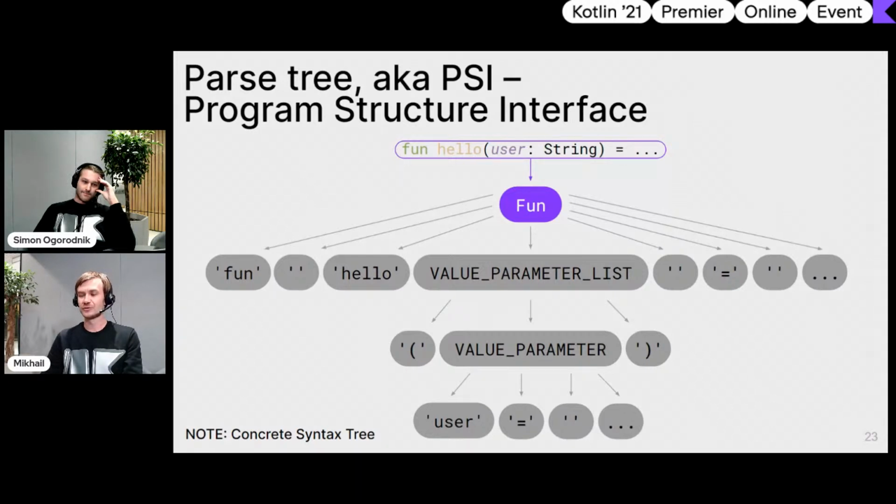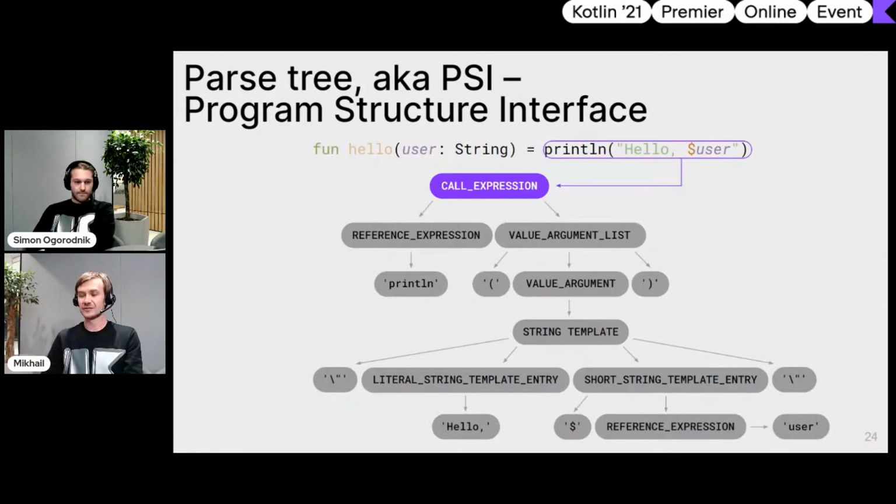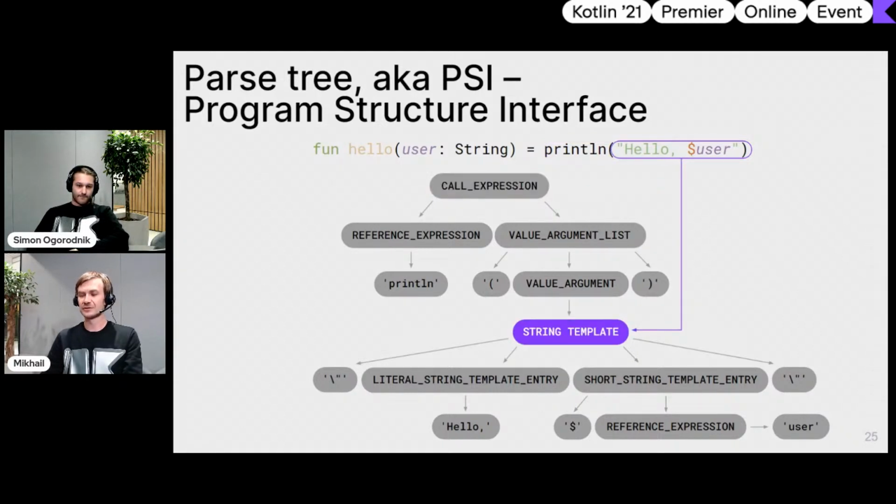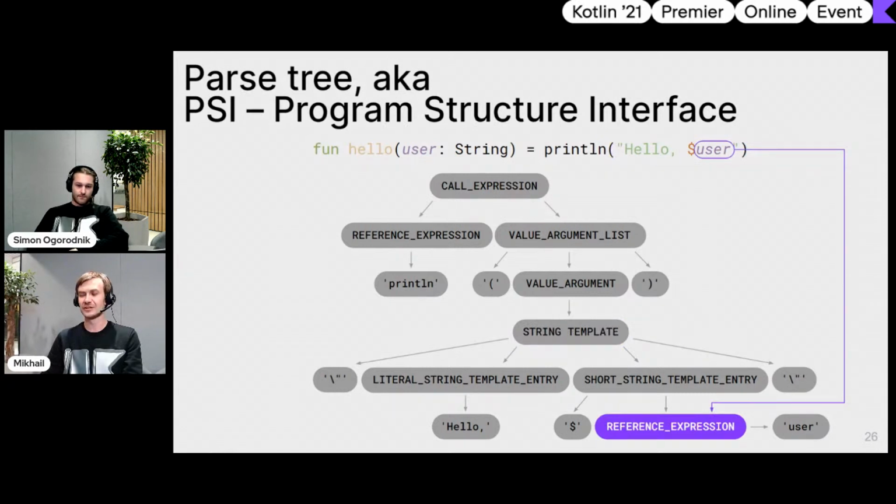The top-level node for a function is a function node. Then for its body, we have a call expression node. Some levels lower, we have a string template node, and even lower, we have a reference expression node for the user component.